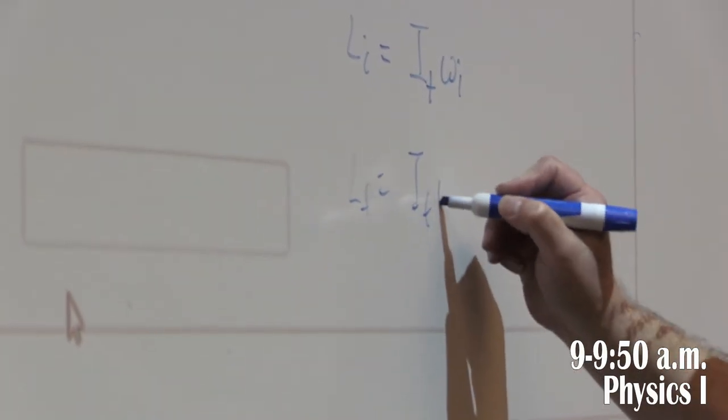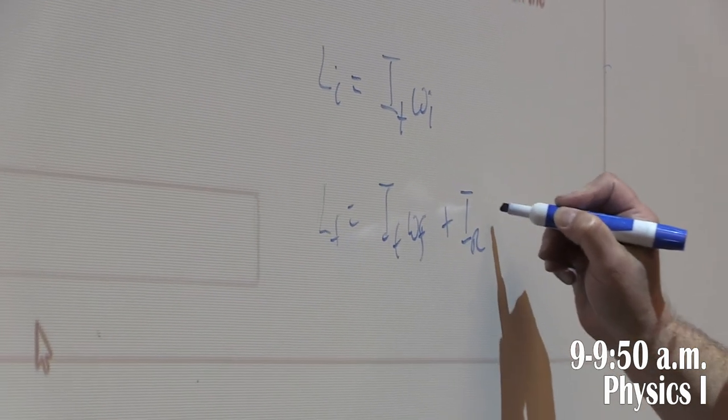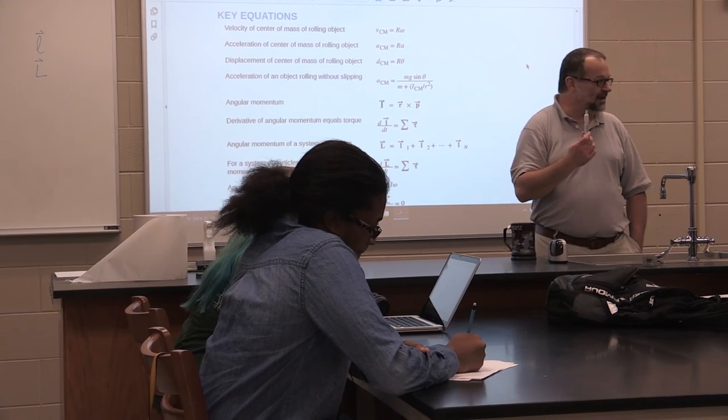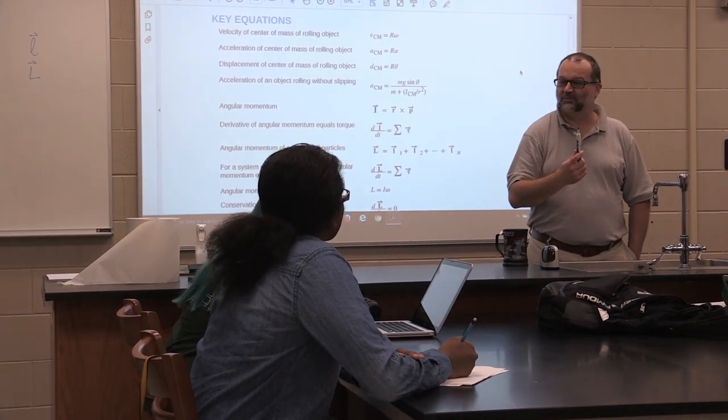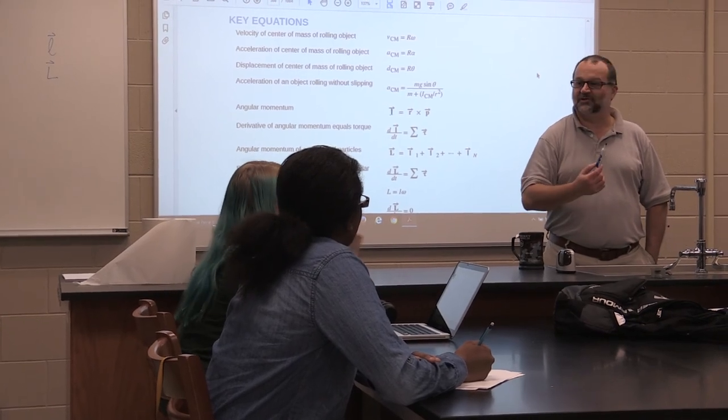I of the turntable times omega final plus I of the record times omega final. So that's why we have these two, to make a distinction between when we're talking about just a particle and we're talking about a distributed mass.